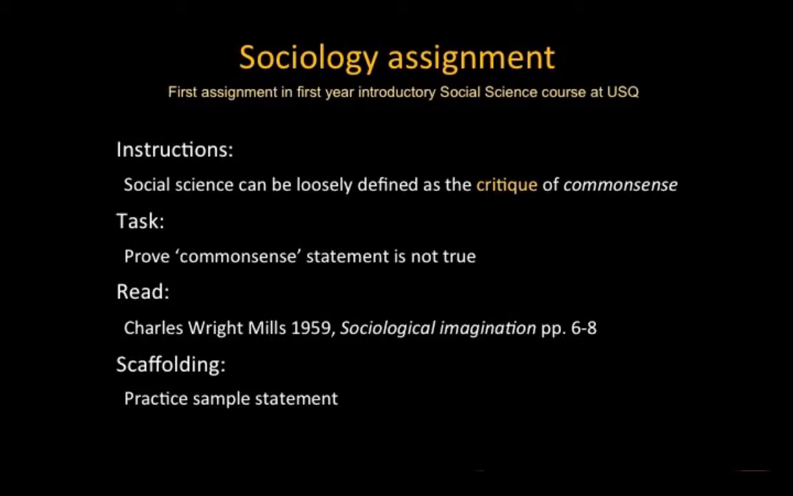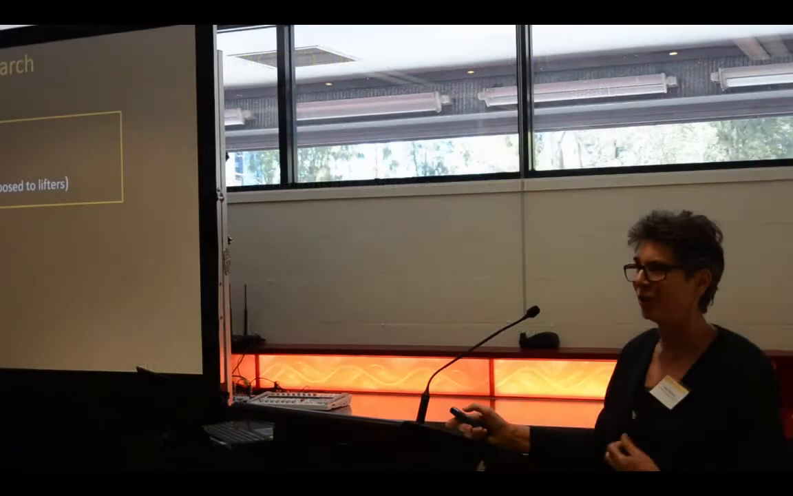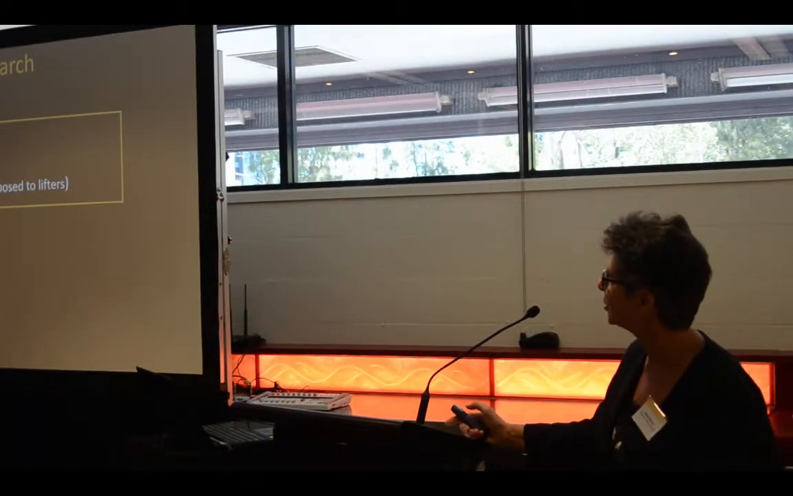Then they had to show how a series of statements were not true and draw on C. Wright Mills's sociological imagination as the theoretical structure for organising their assignment. I gave them a practice sample statement to work on this, that welfare recipients are freeloaders, and they had to show why that may not necessarily be true.